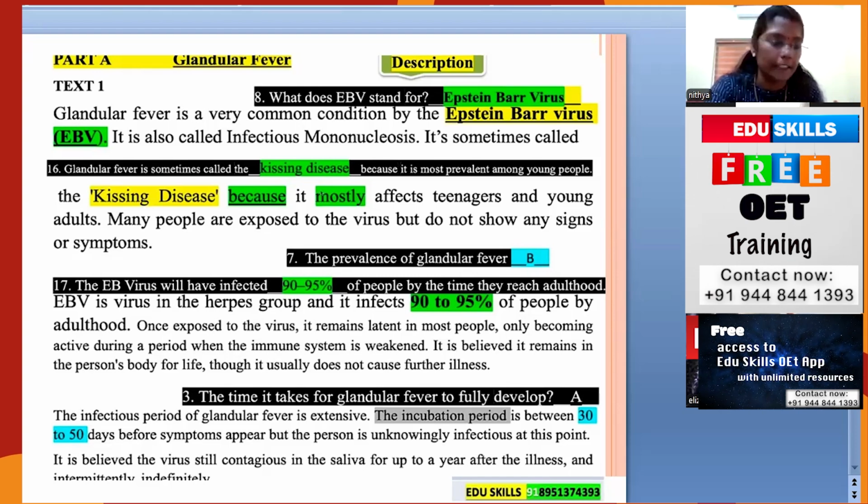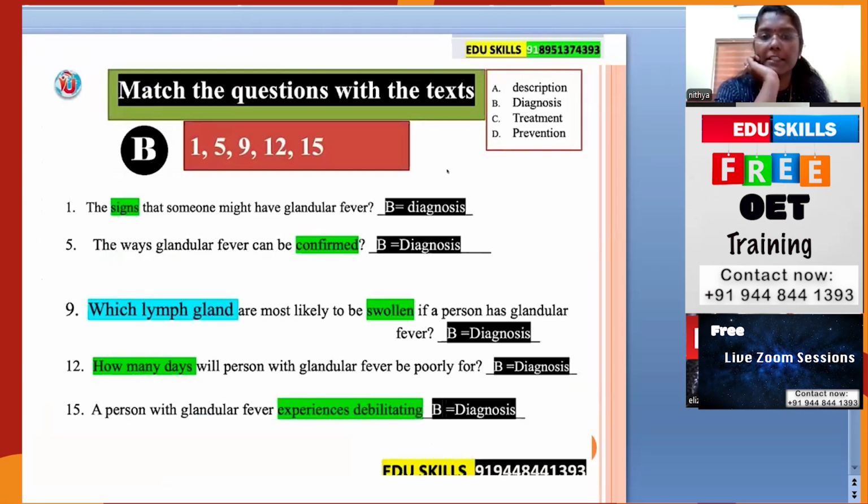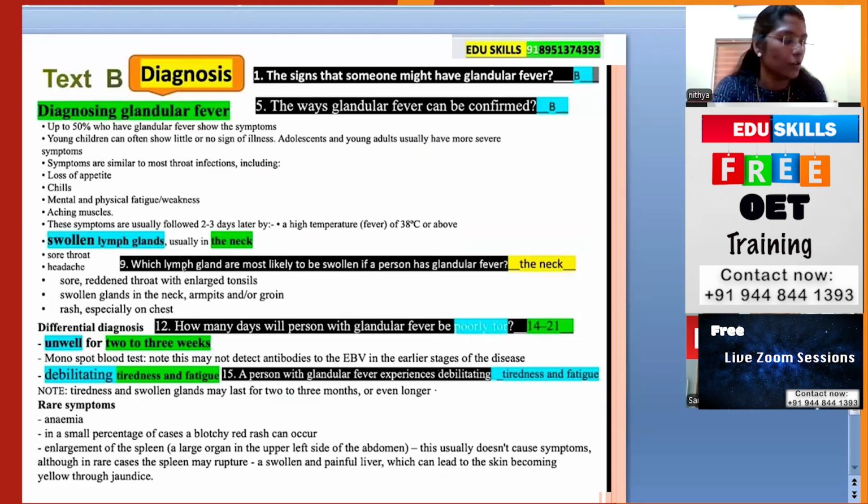Then the questions that come under B are 1, 5, 9, 12, 15. Just mark them. The first one is the signs that someone might have glandular fever. Instead of signs, what we can see in the text is symptoms: up to 50% who have glandular fever show the symptoms. We have matched the text with B, so the answer is B. Then the fifth question is the ways glandular fever can be confirmed. Instead of confirmed, the text says diagnosis, so our answer is B.